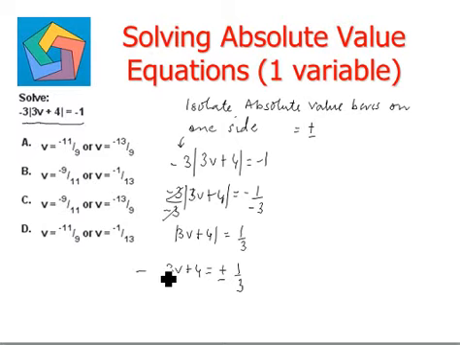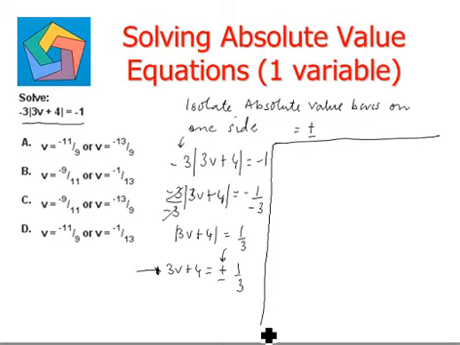This step is most important. We remove the bars and we introduce a positive and a negative, that is, we create two options for this now. So we'll find out the value for the two options for v. We have 3v plus 4 equals 1/3 and 3v plus 4 equals negative 1/3. So we'll find out the two values of v from here.